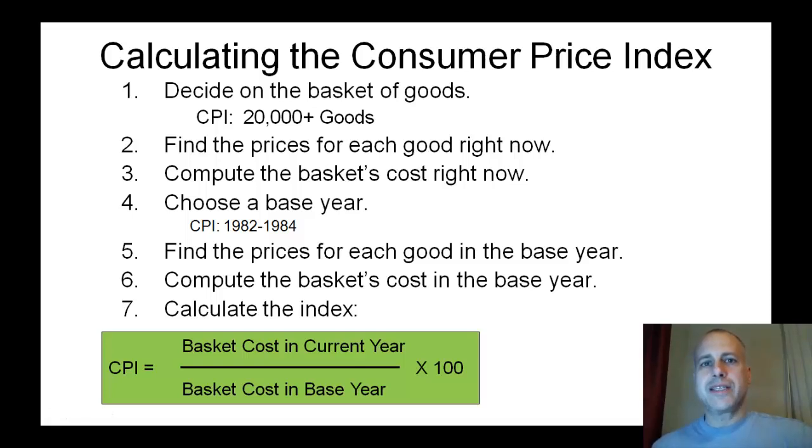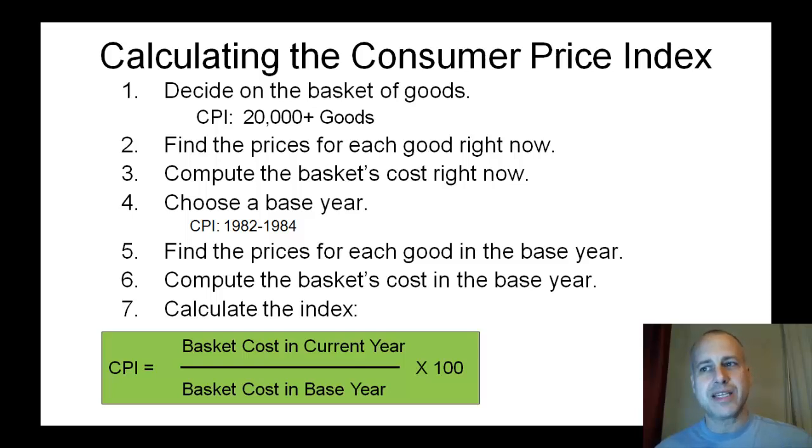Okay, so our next task is to consider how to calculate the consumer price index. The first step is to decide on the basket of goods, a basket that's representative of the average consumer's purchasing habits. And the CPI in practice uses over 20,000 different goods, from breakfast cereal to toothbrushes to vehicles to apartments and all sorts of things like that, to calculate the index. And they examine how the prices of these goods change over time.